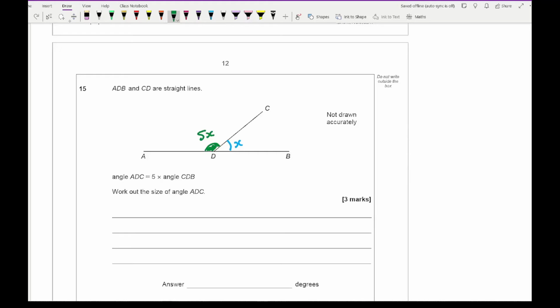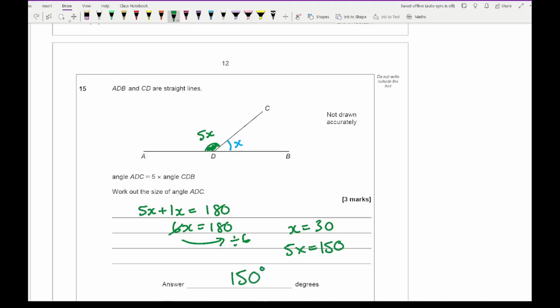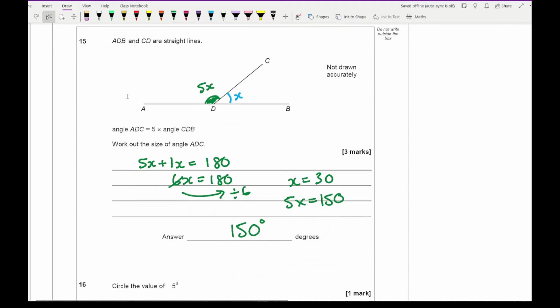Now what do we know about angles on a straight line? Well, they add up to 180, so that means that 5X plus 1X equals 180. So 6X equals 180. If I divide by 6, I get X equals 30. The question is asking me to work out the angle ADC. So if X equals 30, 5X is going to be 5 lots of that, which is 150. So the answer is 150 degrees.